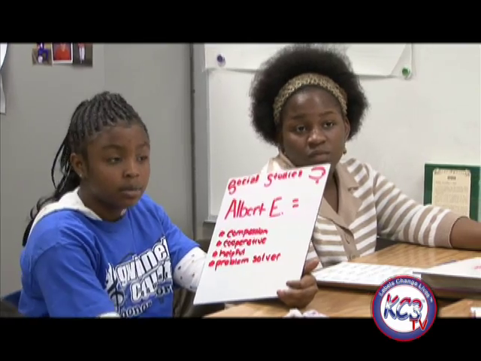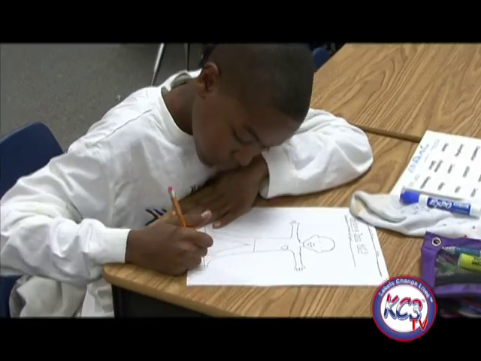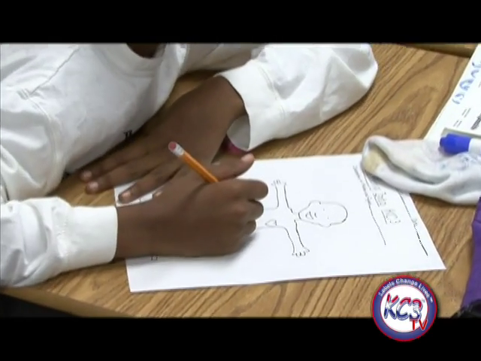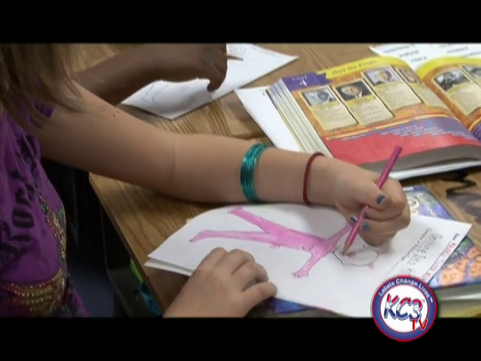I then gave each student a sheet with a generic person on it. They were to choose either a character from our literature book or a historical figure from our social studies book to draw and place the 3 labels on the drawing.